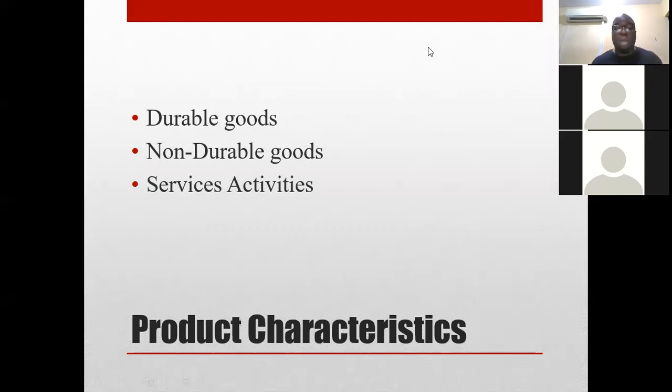I don't know if anybody can give me an example of what they think a durable good is. What do you think a durable good is? Send it to the chat now, please. A product that you buy and you use for a long time. Let me give you an example. An example is a car. Yes, I was just going to say a car. Yes, a car is an example of a durable good.